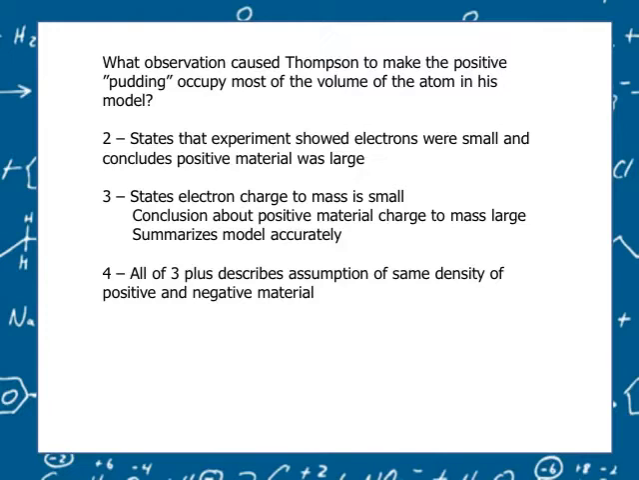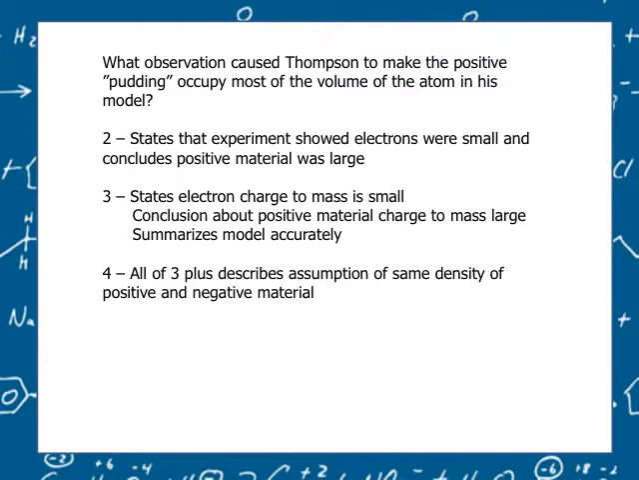If you provide some reasoning for this by saying that he measured the charge to mass of the negative material and found that it has a very small amount of mass for its charge, and concludes that the positive material must be a large amount of the atom's mass, and then use that to describe the plum pudding model where the negative materials are the small plums and the positive material is the cake, which makes up most of the atom's mass, you're going to be scoring out of 3.